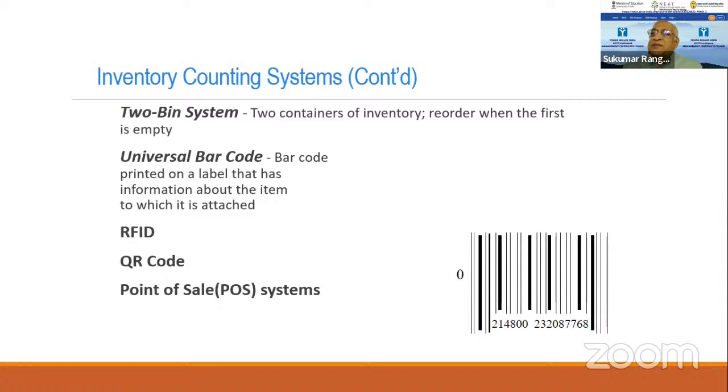Point of sale systems, you have seen in retail outlets. Whenever you go, the billing is done by barcode, running the barcode onto that machine, and then it gets billed. Now it simultaneously reduces the inventory. That's what happens there. In many of these places, it ensures that there is a corresponding inventory management.